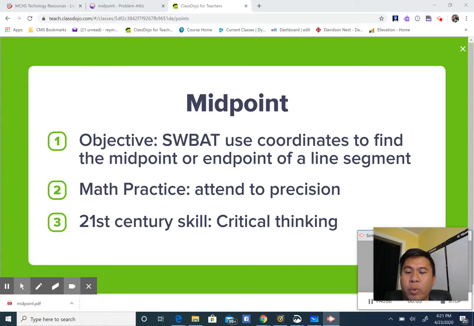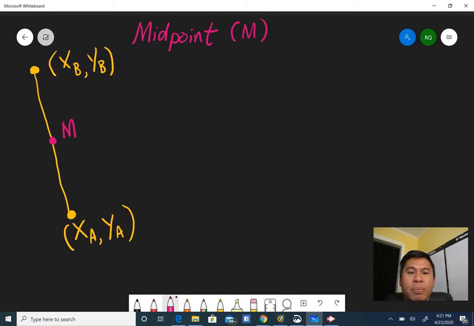Good morning. Today we'll be dealing with the midpoint formula for two given ordered pairs. Our objective is to find either the midpoint or the endpoint of any given line segment, attending to precision through critical thinking skills. Let's go first to our midpoint and derive the formula for this one.